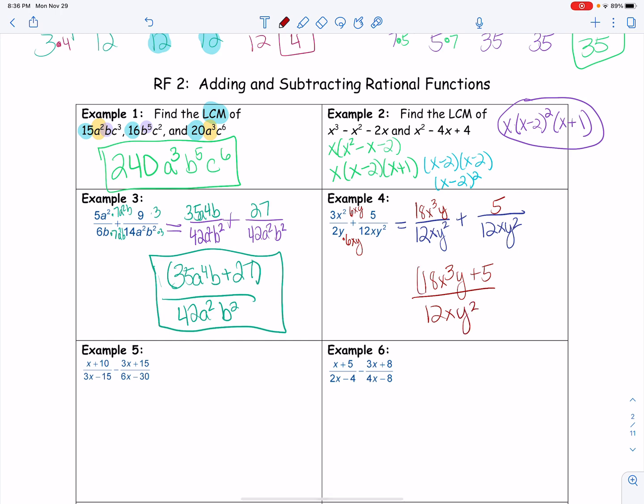Can you take anything out of the top to cancel with the bottom? No, there's no common multiple. This is your final answer. If you tried to cancel x's, you have to have an x in both terms on the top to be able to cancel it. Okay? So just understand, you add, order of operations. You would add the top before you do the division.